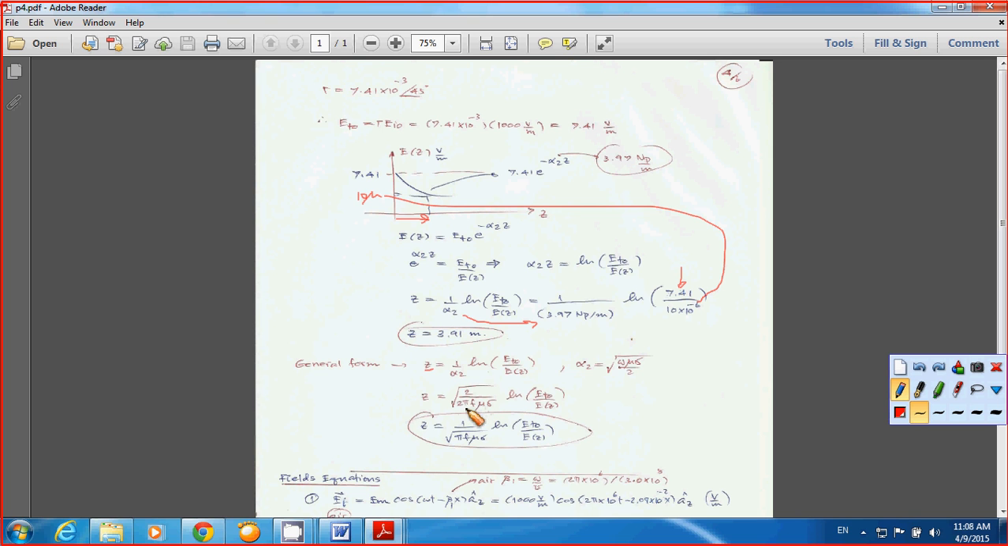So you have omega equal to 2 pi f, and then Z is 1 over square root of pi f mu sigma, ln of ET0 over Ez. Take a look at this one. If you want the submarine to be able to go deeper into the ocean, your frequency has to be smaller and smaller, correct? So Z can be the larger number. That's one application of this in the military.